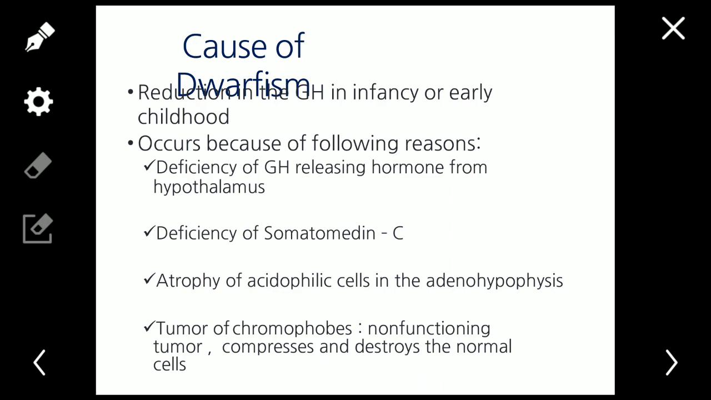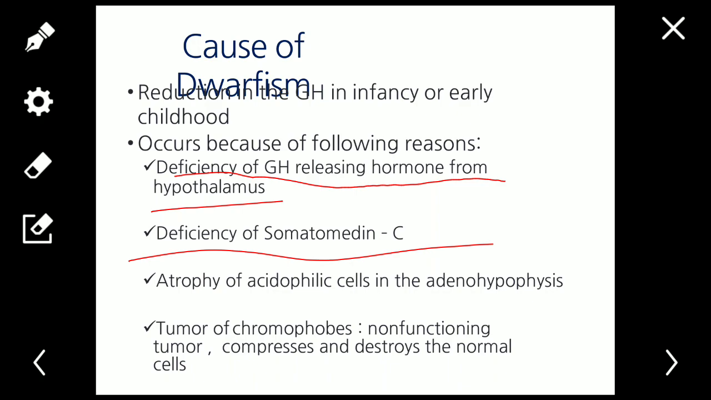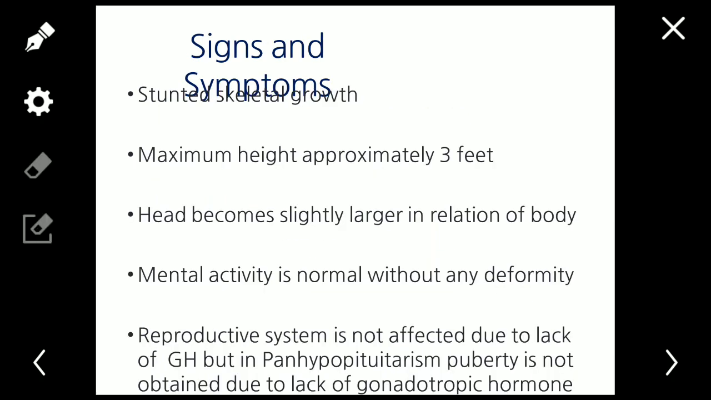Reduction in the GH in infancy or early childhood occurs because of the following reasons: deficiency of growth hormone releasing hormone from hypothalamus, deficiency of somatomedin C, atrophy of acidophilic cells in the adenohypophysis, and tumors of chromophobes, a non-functioning tumor that compresses and destroys the normal cell. So less growth hormone will be released.